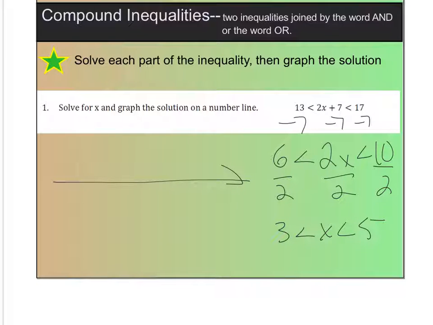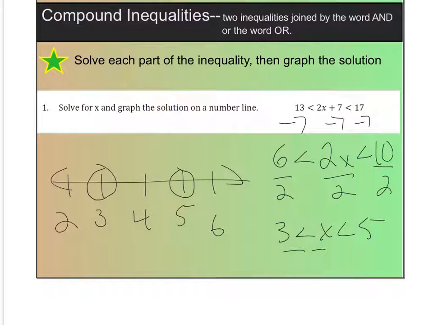So when I go to draw a number line here, I'll go 3, 4, 5, I'll go to 6, come back here to 2. So what I've got here is open circle at 3, open circle at 5. Think about what this says. 3 is smaller than x is smaller than 5. So that means that my shaded area is going to be right in here. So that's my range right there.